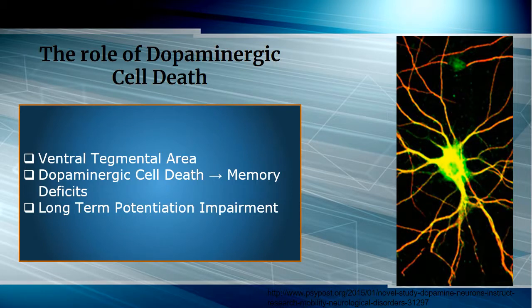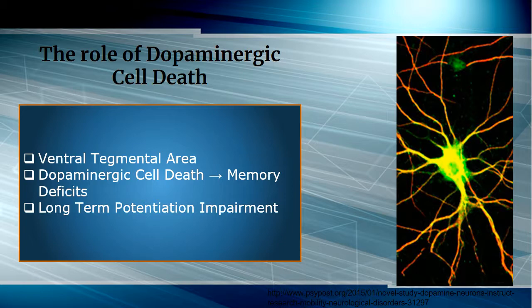The role of dopaminergic cell death. The ventral tegmental area is located in the brain near the substantia nigra pars compacta. This area is highly associated with dopamine and projections to the hippocampus, a part of the brain majorly associated with memories. Recently, Nobili et al.